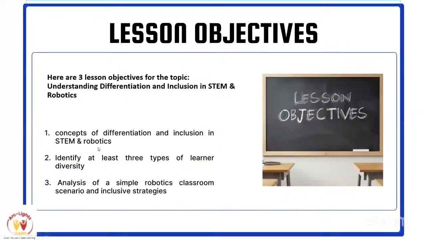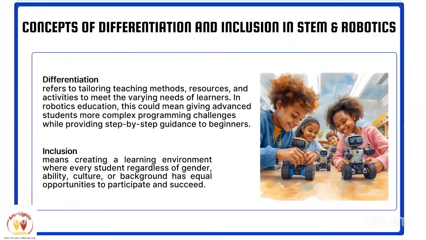All right. The lesson objective before us is very clear. We're looking at the concept of differentiation and inclusion in STEM and robotics. We're also going to identify three types of learner diversity, and analyze a simple robotic classroom scenario and inclusive strategies. Quickly, let's go there now.